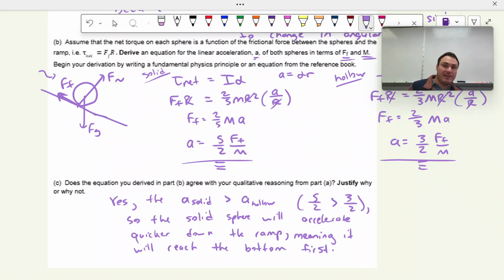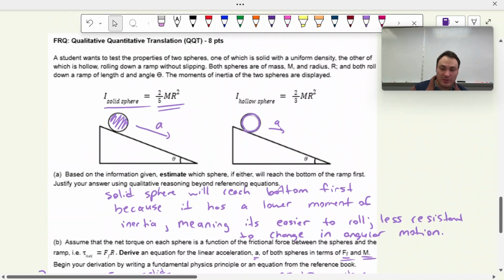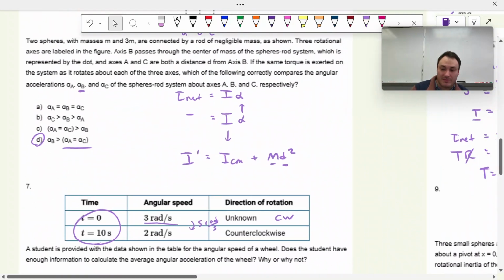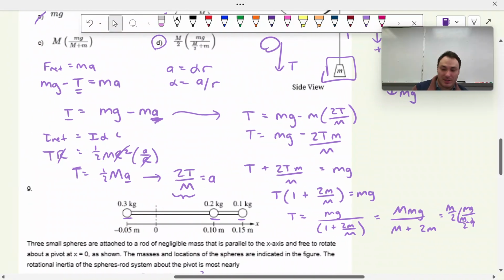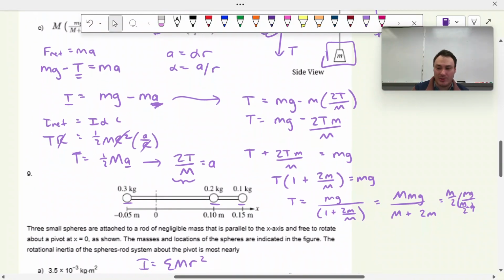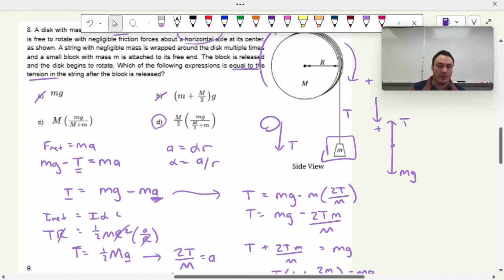All right, that is it for the FRQ. Those are all the answers, as usual. This one was pretty hard. This one was pretty difficult. The answer is D. I might have messed up my algebra there a little bit at the end or did something wrong, but the answer is D for that one.